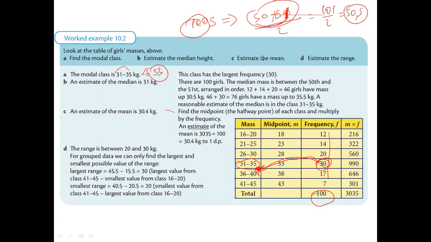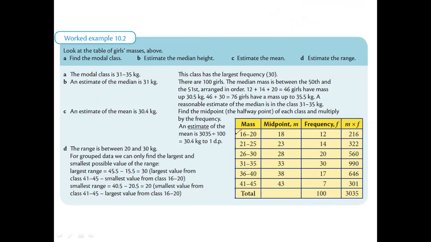Estimate the mean. What's the mean? Mean is the average. If you remember, first of all we should take the average of mass. The average of 16 and 20 is 18, because 16 plus 20 is 36, divided by 2 is 18, and 26 plus 30 divided by 2 is 28.